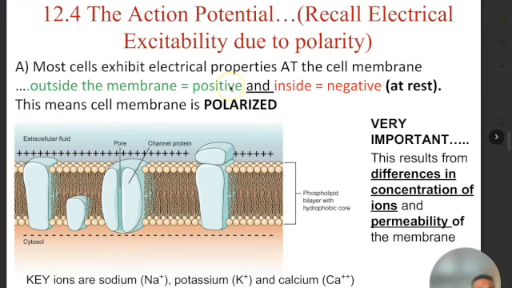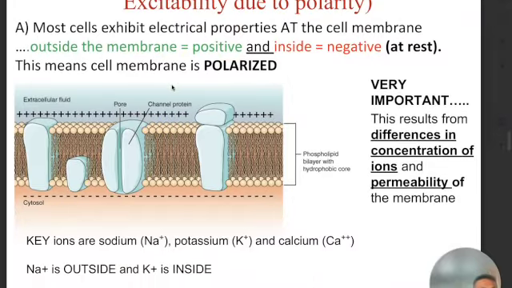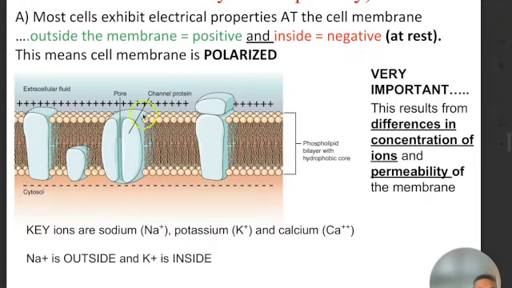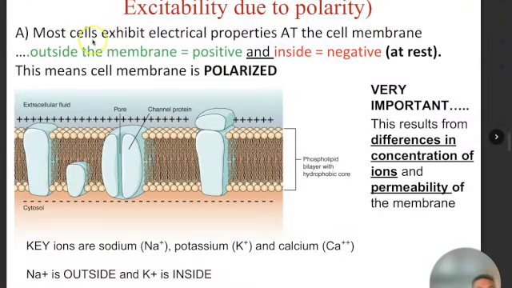Do you guys remember we talked about action potential? That's the electrical signal that travels through. One of the key ingredients for this to work is sodium, potassium, and calcium. Now this is very important. You have to remember this. There's more sodium on the outside, actually 10 times more on the outside. And there's more potassium on the inside. Most cells exhibit electrical property at the cell membrane.